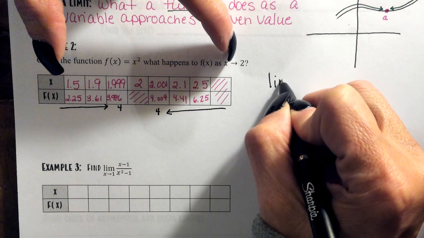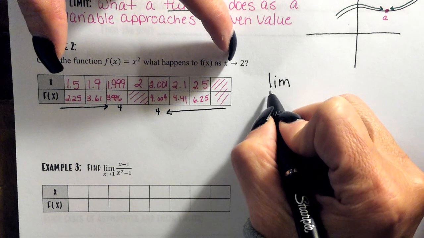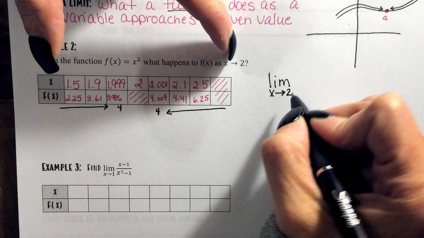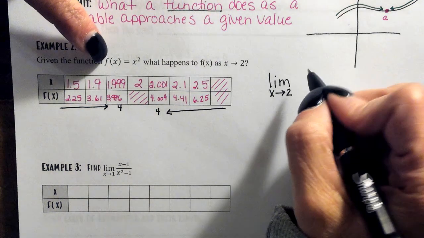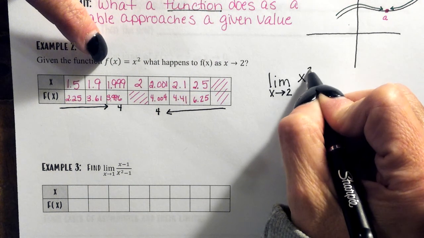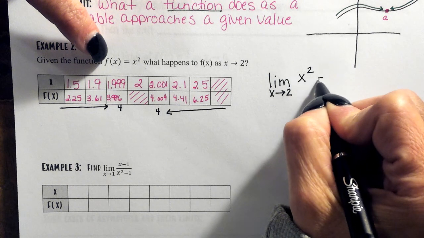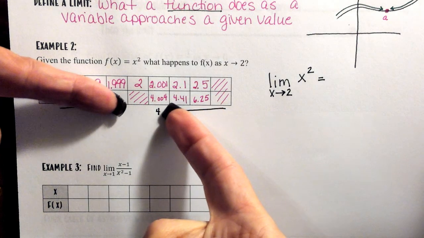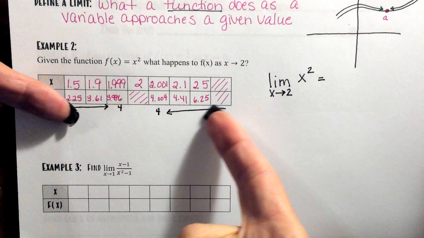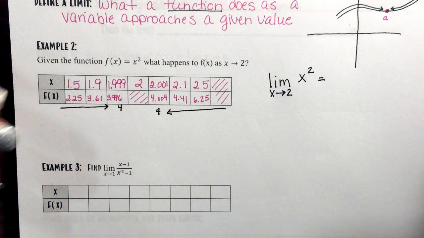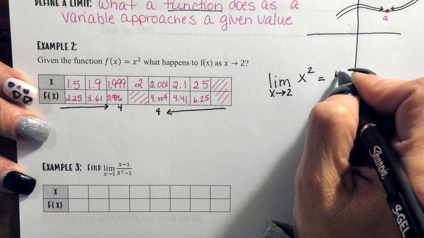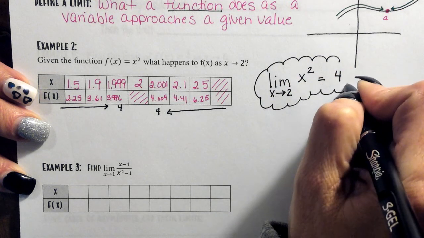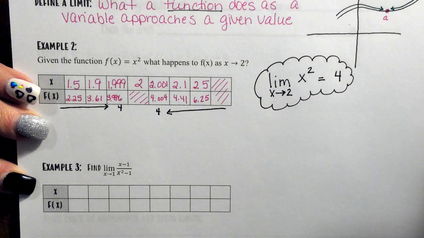And you write it like this: the limit, L-I-M. And underneath it, we're going to say as x approaches 2. And then we're going to put the function, which in this case is x squared. We're going to put x squared right here. What does that equal? Well, we just did it. As x approaches 2, the function approaches the value of 4. So the limit of x squared as x approaches 2 equals 4.